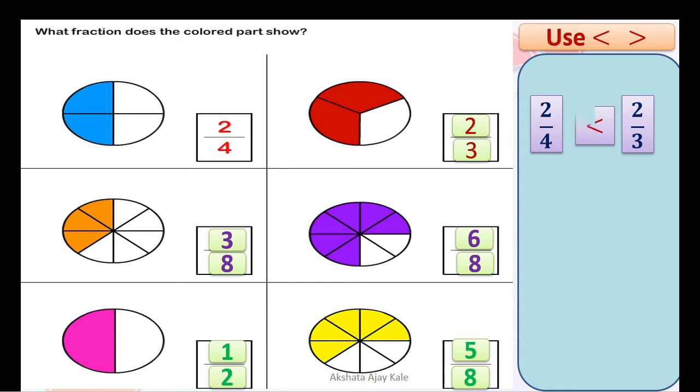Yes, here 2 upon 4 is smaller than 2 upon 3. See the colored portion. Correct? This is more. And you know that out of 3 parts 2 are more compared to out of 4 parts selecting 2. Correct? Next one is 3 upon 8 and 6 upon 8. Come on, tell me. Which is greater? Which symbol we have to use? Smaller than or greater than? Yes, very good. Smaller than. Correct? Because 3 upon 8 is smaller than 6 upon 8.